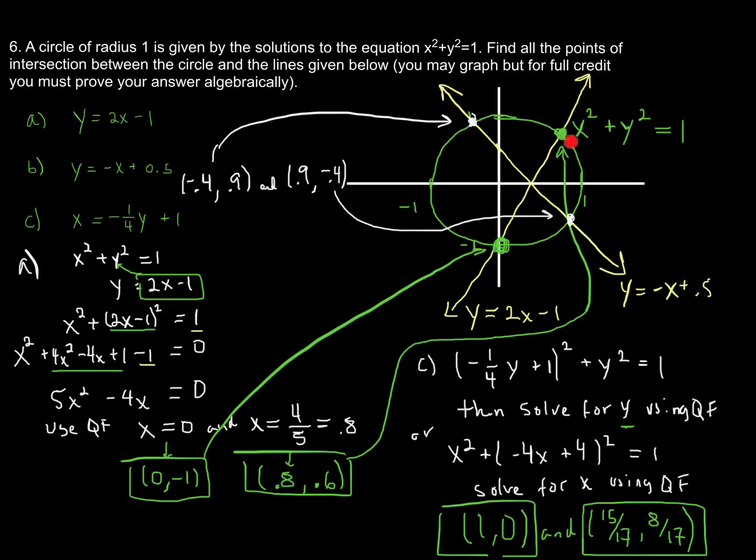And I don't quite know where this one is, but I know the x value should be positive, I know the y value should be positive. Both of them should be less than 1. And what I want to do is come up with a method for finding this point of intersection.